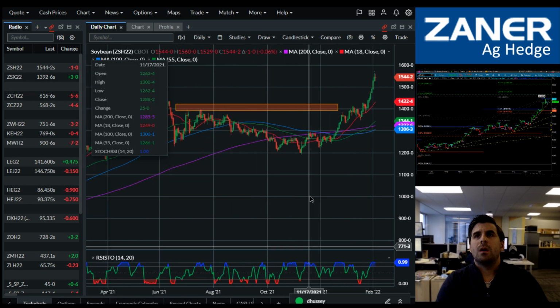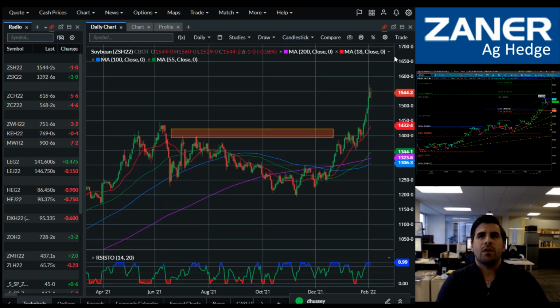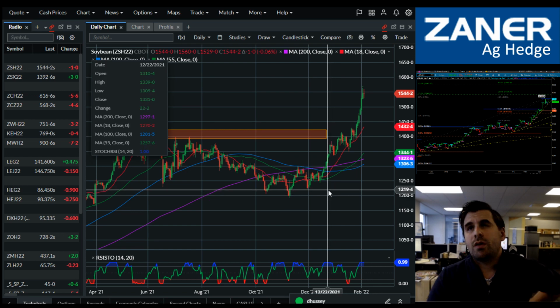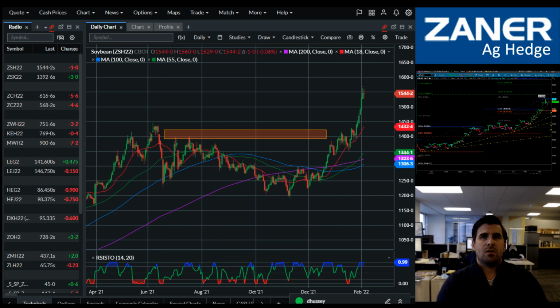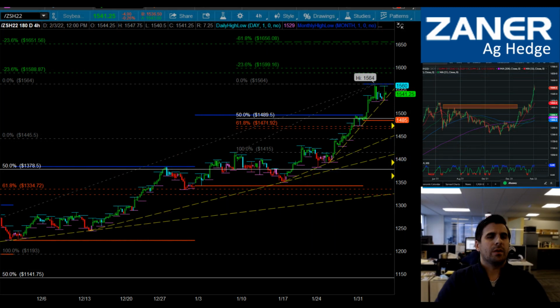So the move to $16 is not over yet. I do think we can get there in the March contract. I would not be surprised to see a pullback. So let's take a look now at where on the shorter time frame we might find some of that support, and where we should be looking for it, certainly here now into the month of February and going forward.